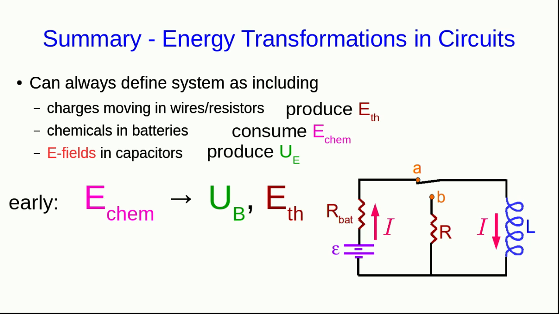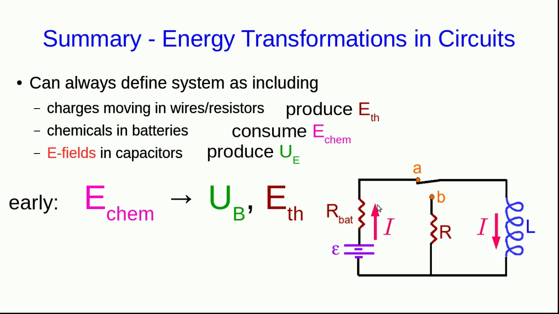During that process, early on, chemical energy in the battery is being converted into magnetic potential energy in the inductor because the B field in the inductor is getting stronger, and we know that fields in a volume of space store potential energy. Simultaneously, thermal energy is again being dissipated in the internal resistance of the battery. That only happens early on as the current is increasing.